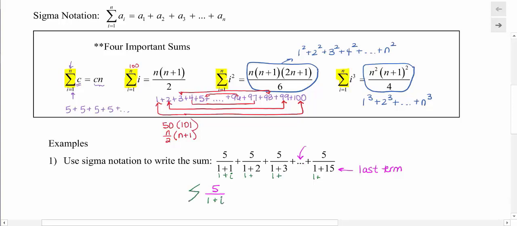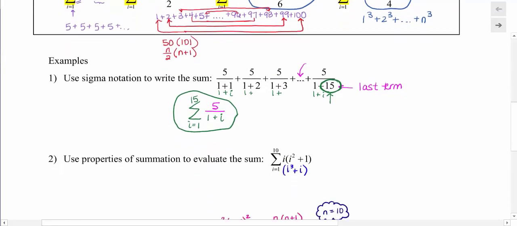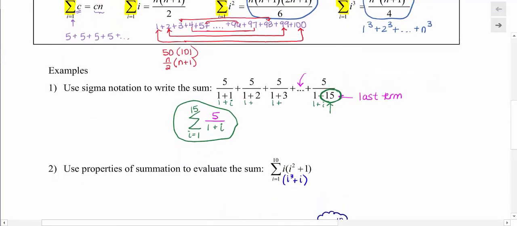I'm going to sum all of these up, starting at i equals 1, and not just going to n, because again, this isn't an unknown amount. I'm going to stop at i equals 15. And so that would be my sigma notation to represent that sum. And we're going to need this as we go through and develop the idea of Riemann sum here throughout the chapter. So let's look at this one.